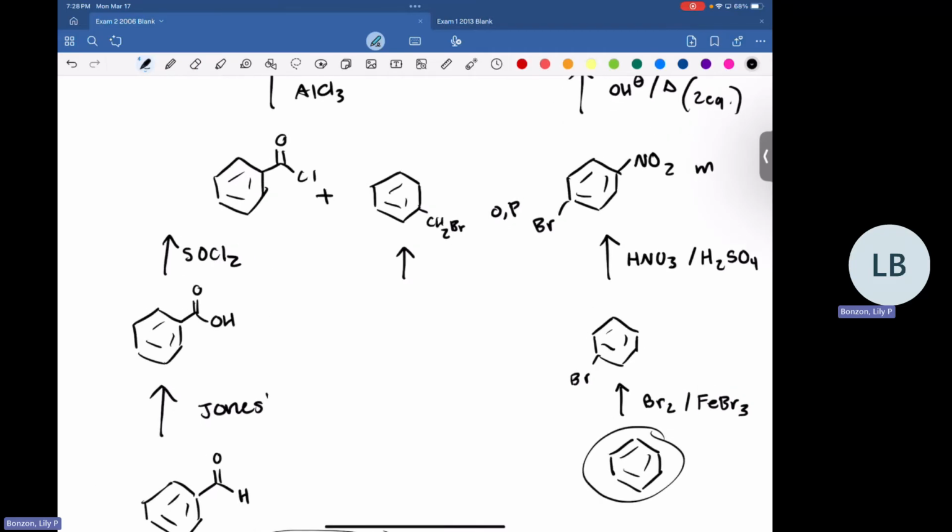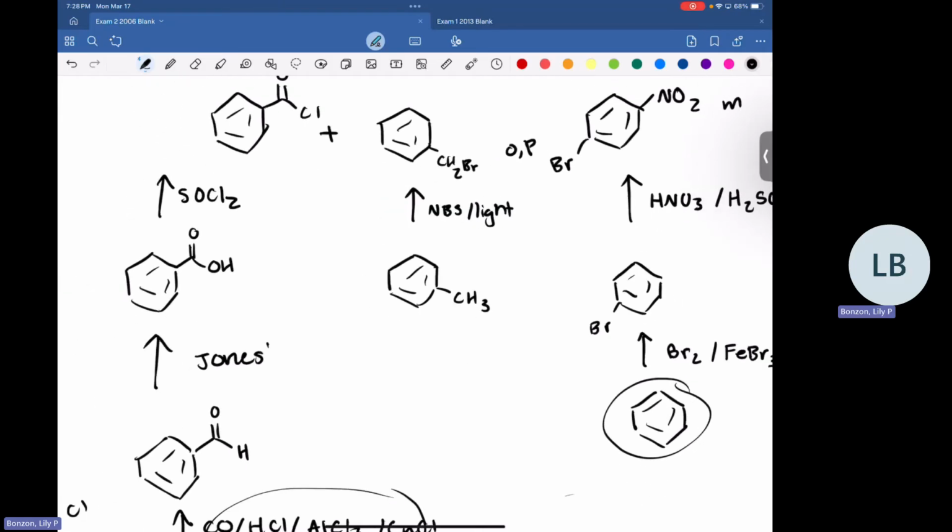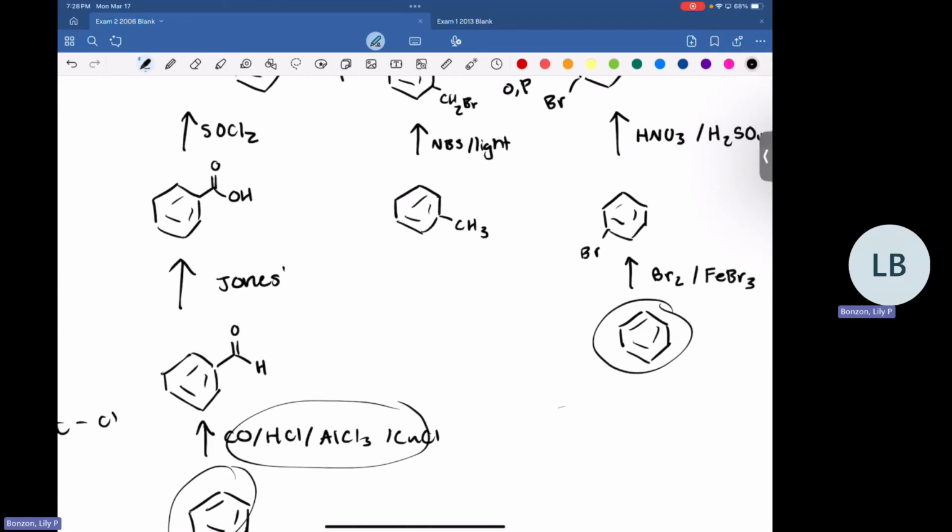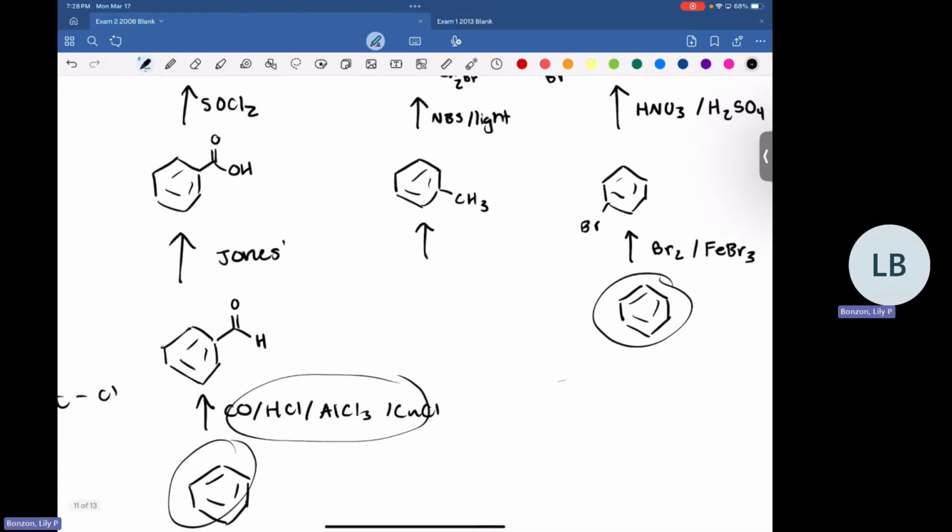All right. So we could just do our NBS, light to remove that bromine. Then we'd have our CH3. And the way we want to add that one carbon on, we could start from benzene, do our Gattermann-Koch, and then reduce that aldehyde to the CH3. And so we will be using the Clemmensen reduction reaction.